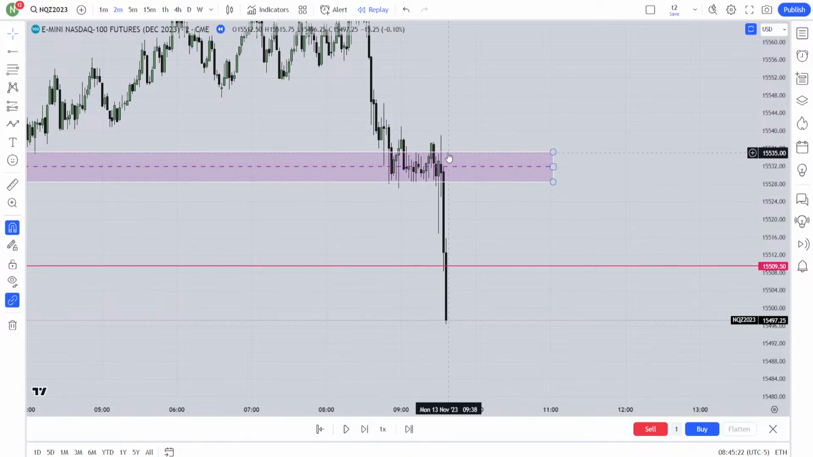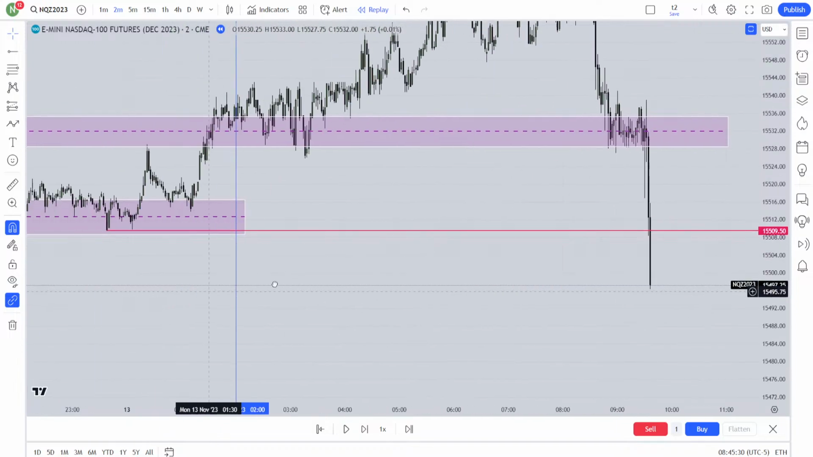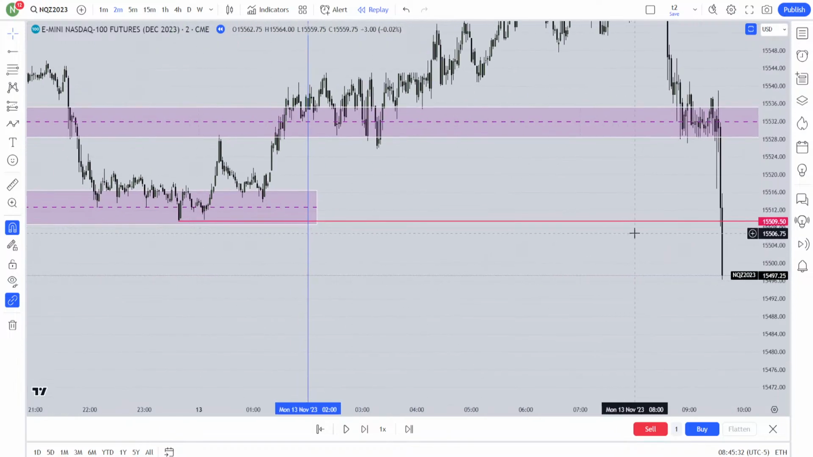I didn't get any setup. I don't know about the 1-minute chart, was there any setup or not? But if I don't get any setup, I'm not going to take anything. I'm not going to do anything over here. So I have very clean sell side liquidity over here.